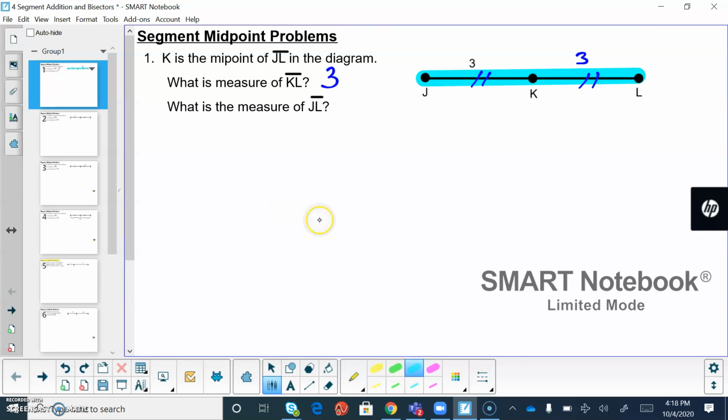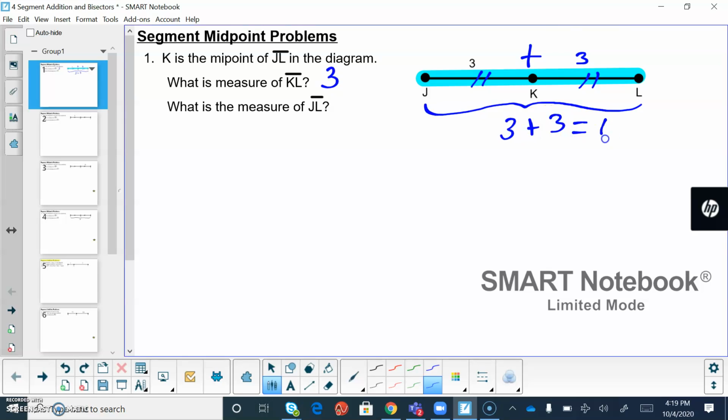Well, we learned something prior to this called the segment addition postulate that said if you want to know the length of the entire line segment, you can add the two smaller pieces of it together. So if I add JK and KL, 3 plus 3, that gives me 6. So I now know that the measure of the entire line segment JL is 6.